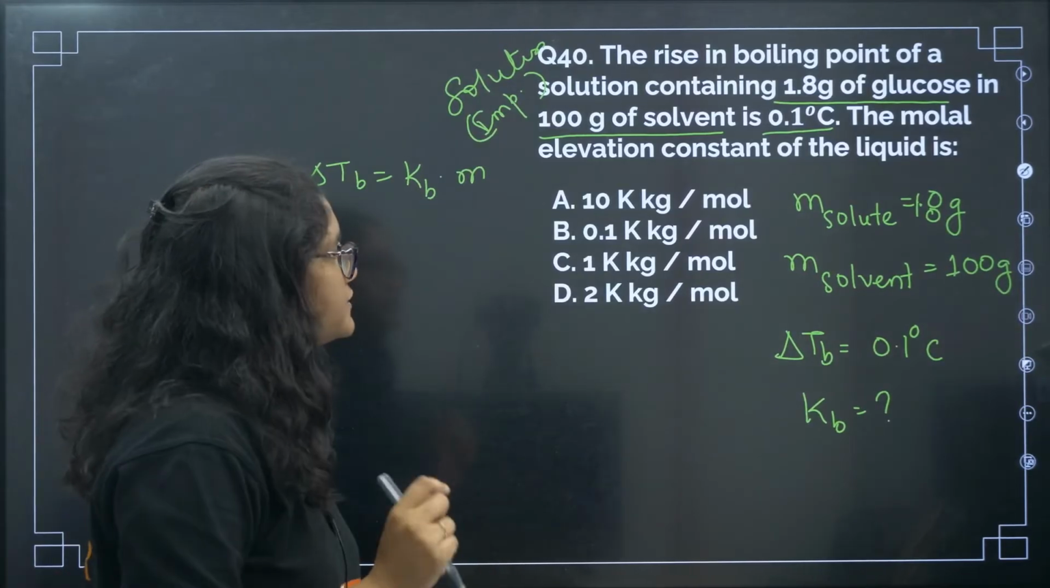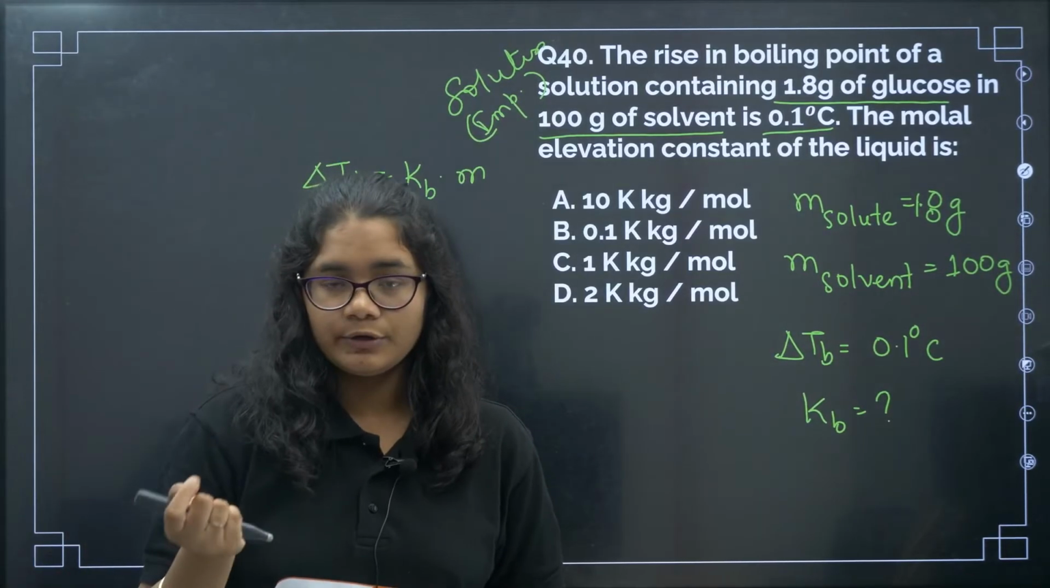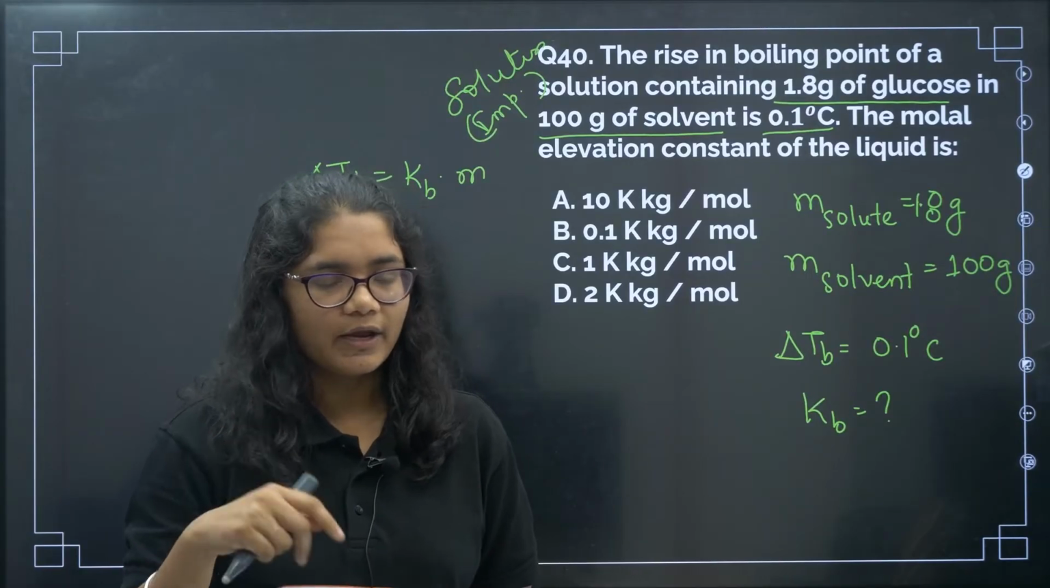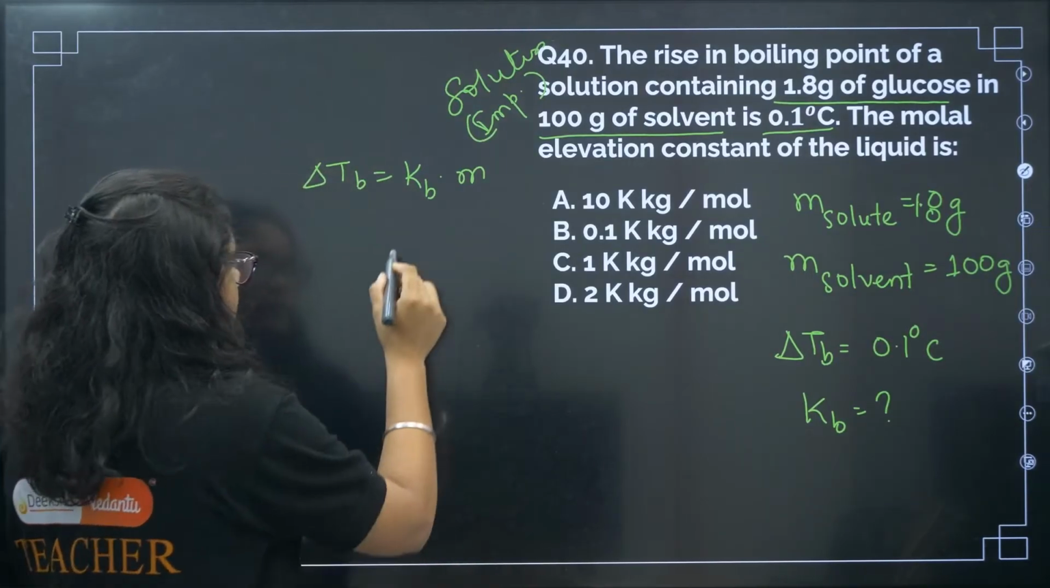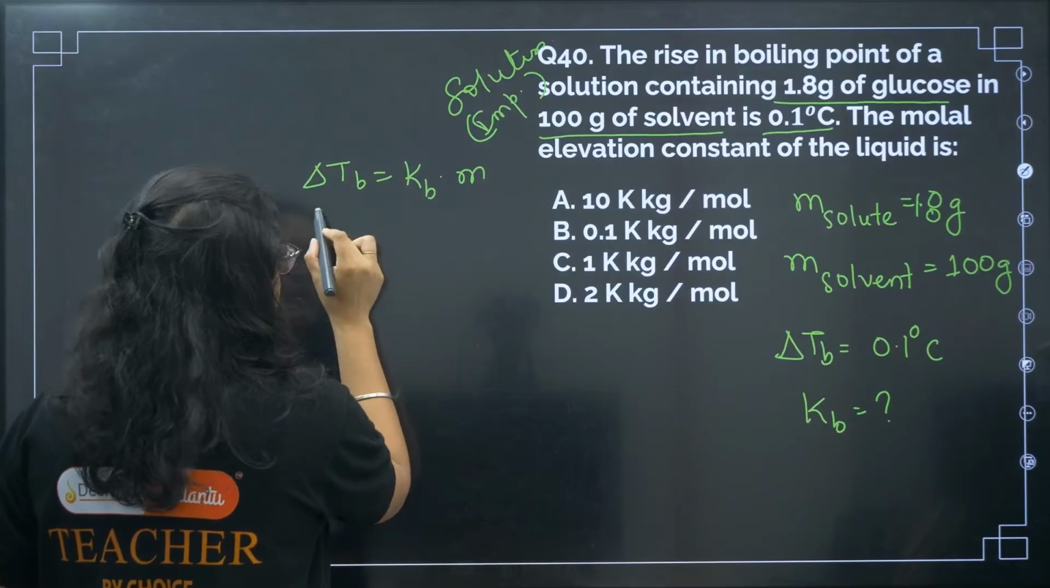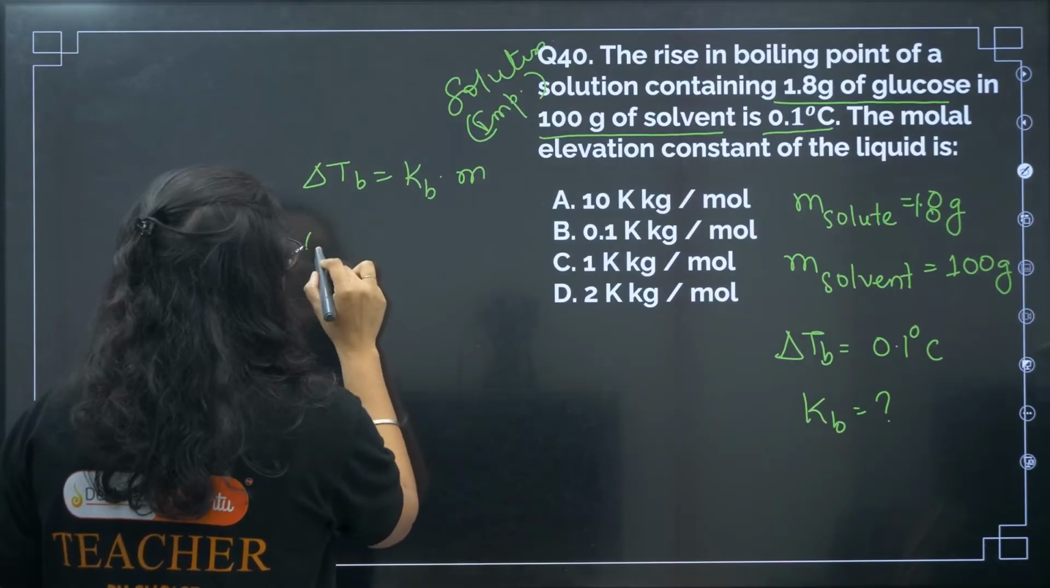Now because glucose is a non-electrolyte solute, the i value here will be 1. It will not dissociate. So we need to calculate delta. Let us first calculate here. Delta Tb is given to you as 0.1.